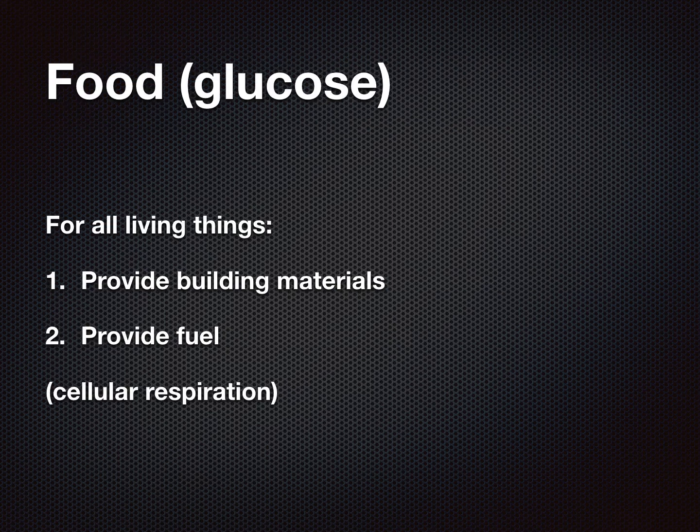Next on your list is food. Most importantly, it's glucose. And this is for all living things, plants included, even though they make their own. They give two things: building materials, which means you can grow from it. People grow and plants grow and get stronger and build roots. And also provide fuel. That's the cellular respiration connection to this unit. The fuel being energy for plants and animals to use.